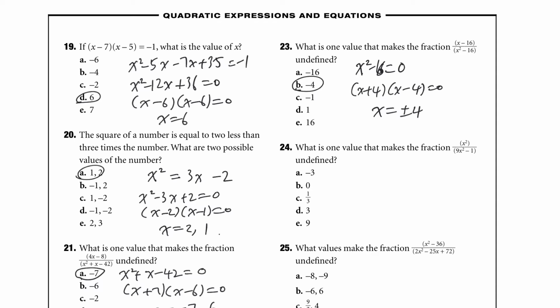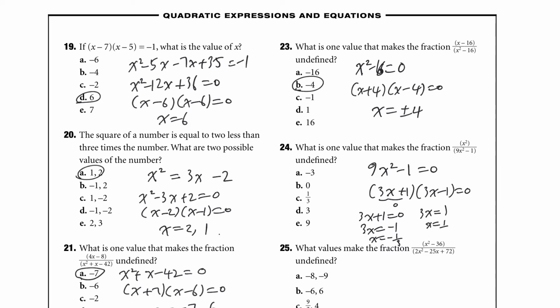So B. What is one value that makes this fraction undefined? Same thing, set the denominator equal to 0. Like this. So when is this expression equal to 0? Well, let's try it out. 3x is equal to negative 1. X is equal to negative 1 over 3. And similarly, 3x is equal to 1. X is equal to 1 over 3. So plus minus 1 over 3. Answer is C.